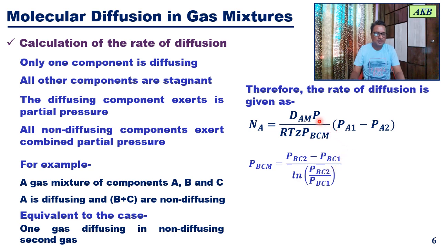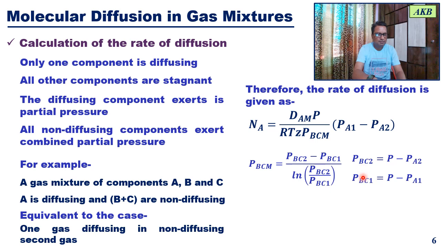In this equation, P is total pressure, R is gas constant, T is temperature, Z is length of the diffusion path, PA1 is partial pressure of A, the diffusing component at one end of the diffusion path, and PA2 is its partial pressure at the other end of the diffusion path. In the equation for PBCM, which happens to be the logarithmic average of PBC2 and PBC1, how to get PBC2? This is P minus PA2, total pressure minus partial pressure of A at end 2, whereas PBC1 is P minus PA1, total pressure minus partial pressure of A at the other end.